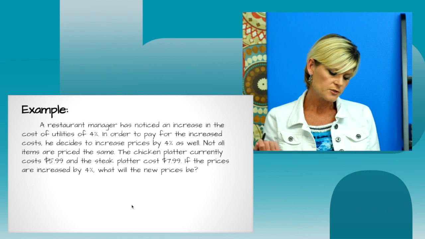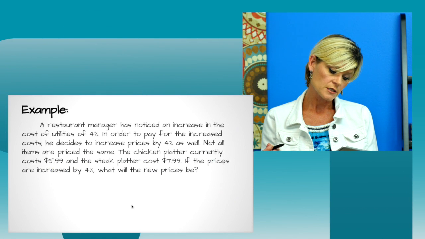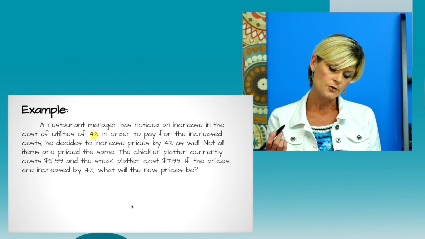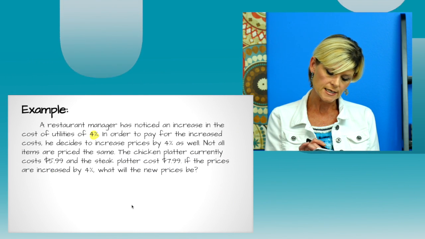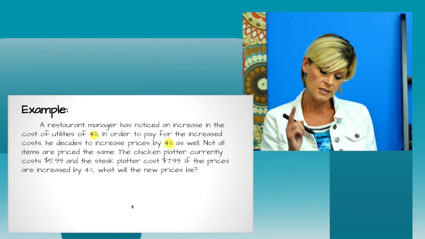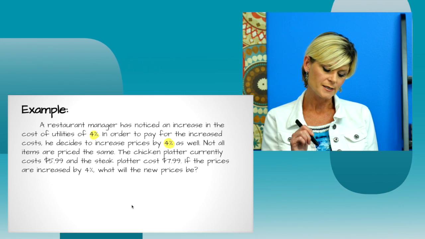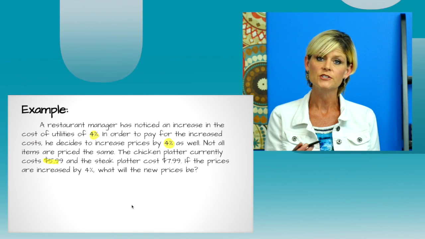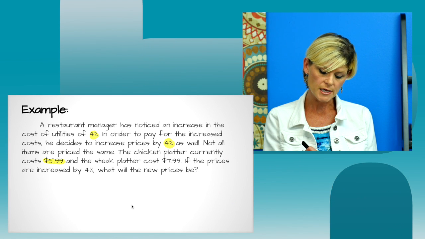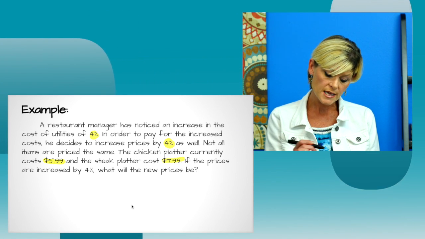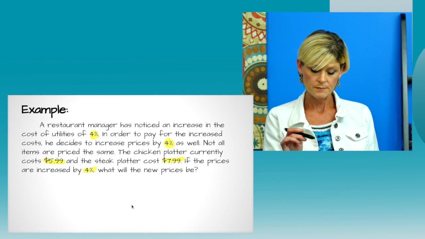Here we go. A restaurant manager has noticed an increase in the cost of utilities of 4%. In order to pay for the increase in costs, he decides to increase his prices by 4% as well. Now, not all of the items are priced the same. The chicken platter currently costs $5.99, and the steak platter costs $7.99. So if the prices are increased by 4%, what will the new prices be?